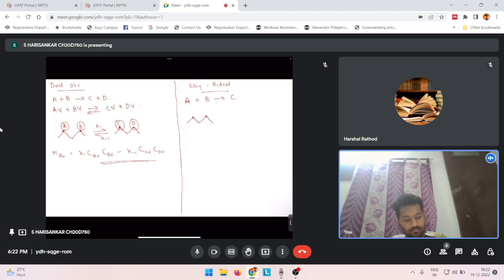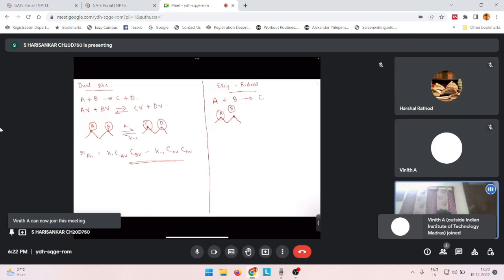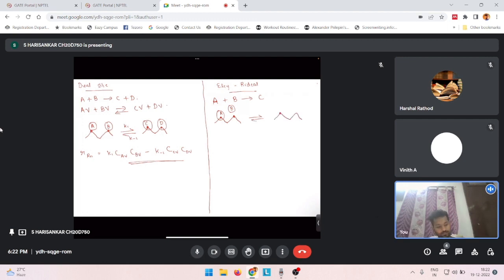So you have vacant sites. A will get adsorbed, but B will stay in the bulk itself. It won't get adsorbed. And this will reversibly react and give you the product. Now the product can either be adsorbed on the active site, or it can also be formed separately from the active site. That depends on each and every individual case. So this is a special type of reaction that happens in catalysis, and that is called a Langmuir-Rideal mechanism or model.